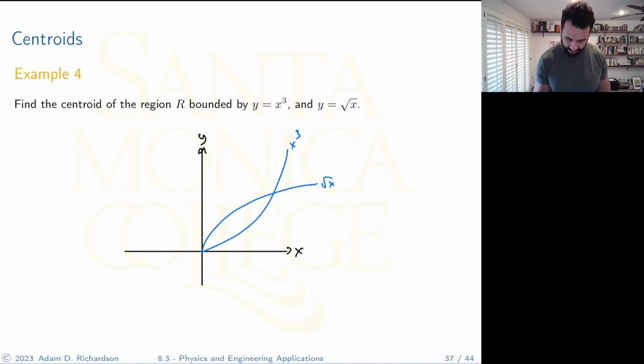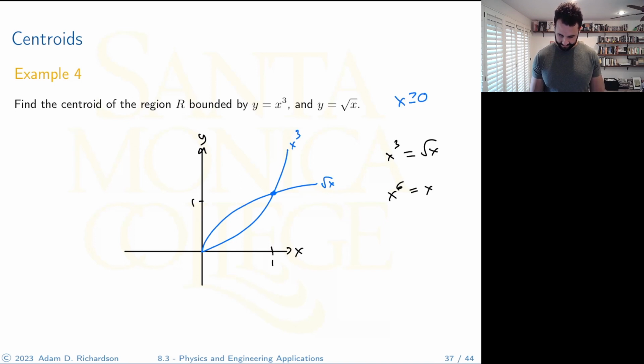All right, they meet at a point, and since we're looking for the region bounded by those curves, actually, I guess I should have said we're going to say x greater than or equal to 0, so maybe I'll add that afterward. They meet at the point (1, 1). How could I find that? If you set them equal to each other and solve, you'll see. So x cubed equals square root x. If I square both sides, I get x to the 6th equals x. Then they meet at 0 or 1. There we go. That's one way to do it.